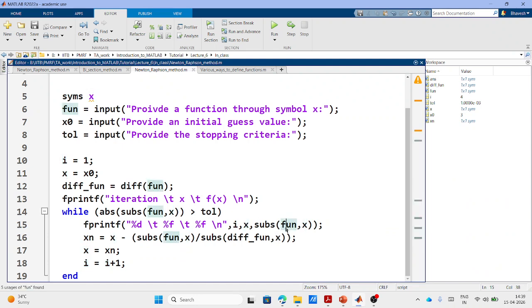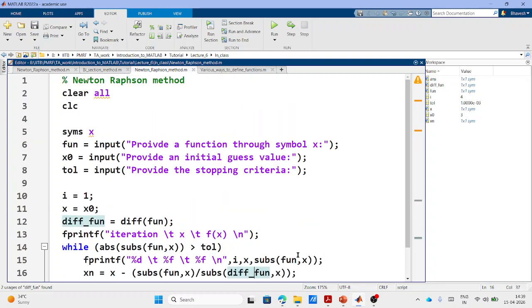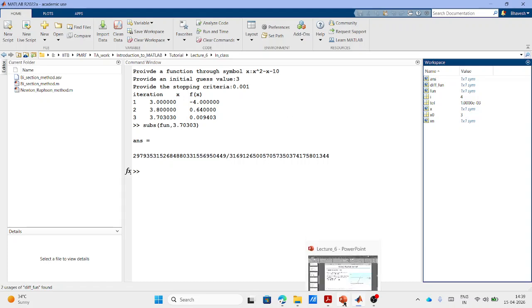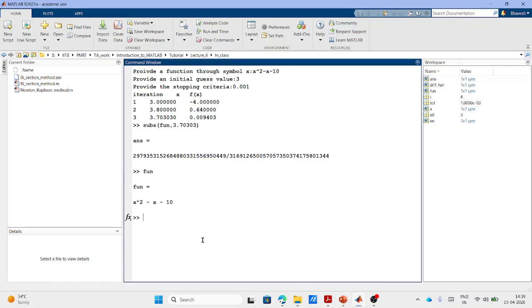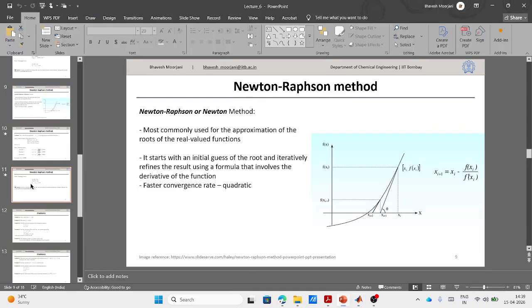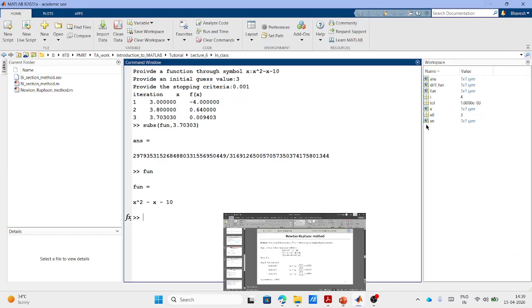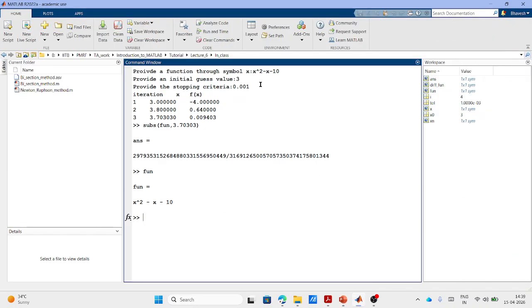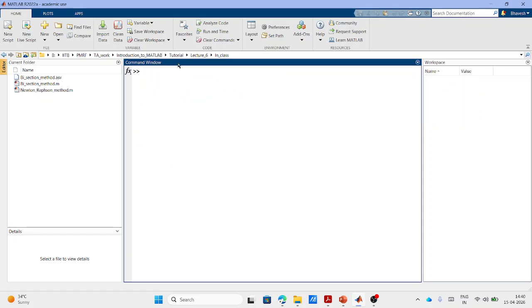X value, substitute f function at x, substitute differential of function. We have provided the function x square minus x minus 10. Oh, sorry, the function is incorrect, that's why. It is x to the power 4 minus x minus 10. I have written x square. That's one mistake. And even with that also, my answer is a fractional answer, right? So, sorry. Let me run it again.